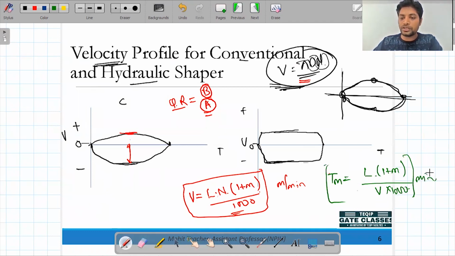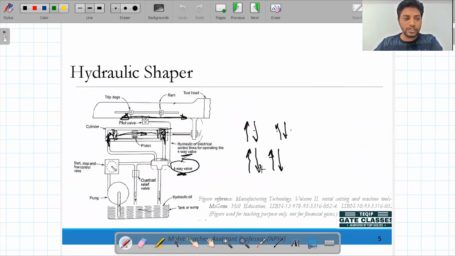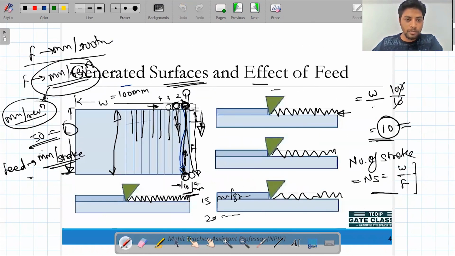But now this time is for how much length we are covering. If initially the tool was here, now it has covered this length, up to this one only. Okay, now we are going back as well. So that is the total machining time for one stroke, means it is coming here and removing and again coming here. So this is the machining time.